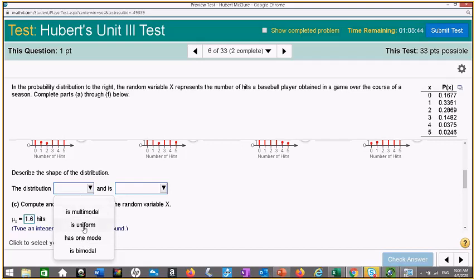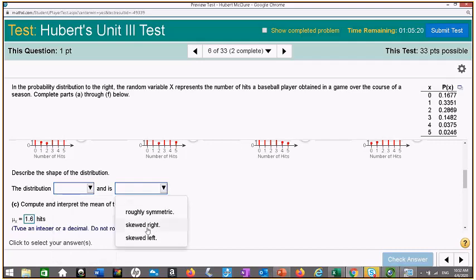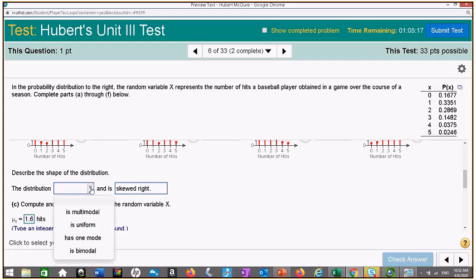Multimodal, is it uniform? It's not uniform. It's not multimodal. Has one mode and is bimodal. I don't see a mode. Skewed right, but I don't know. Somebody tell me what the answer is here, because I don't know what they're asking. It doesn't look like it has any. Y'all seen this in the homework?